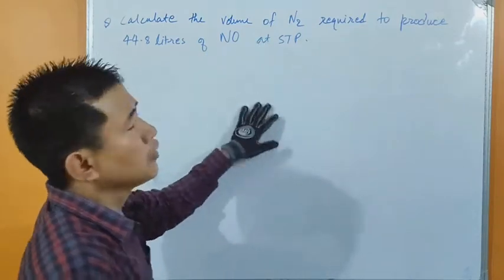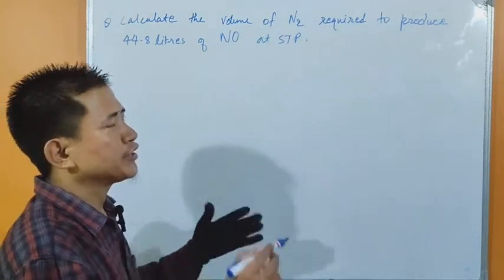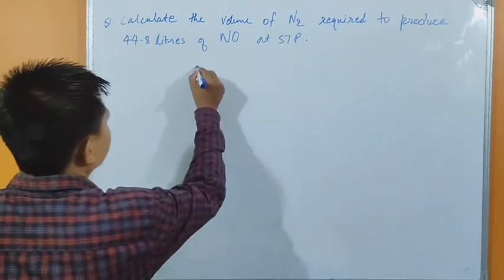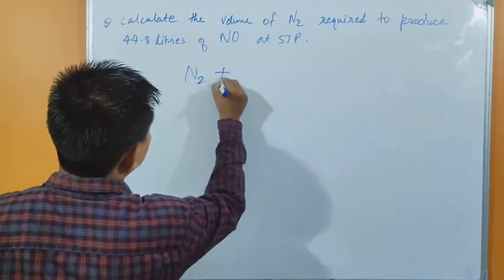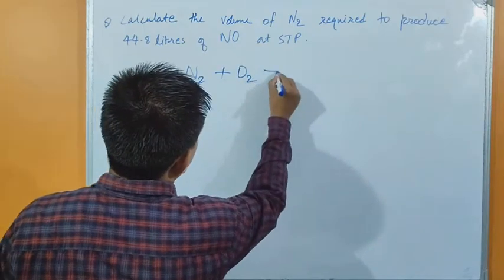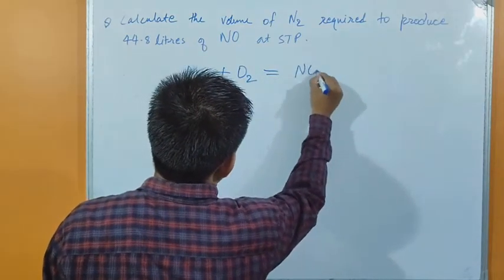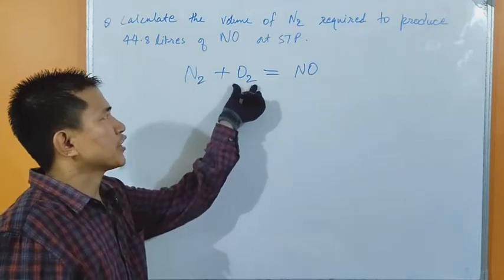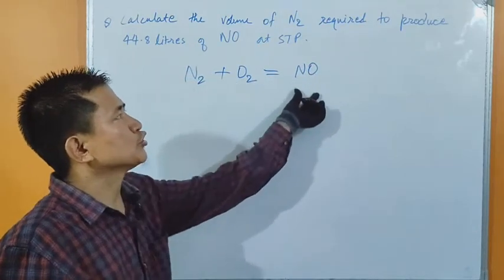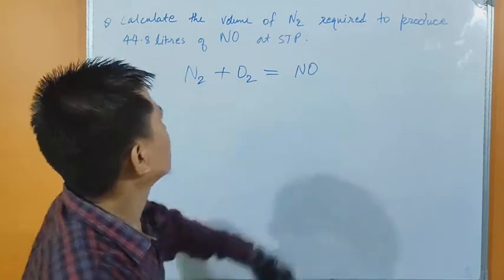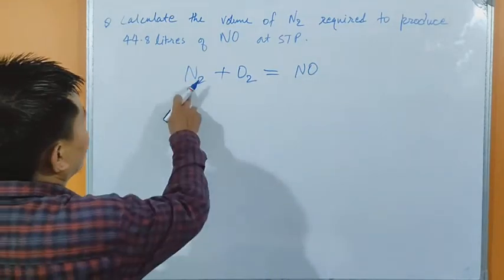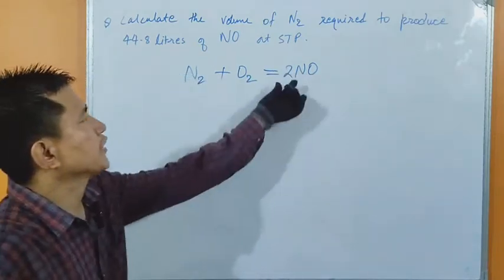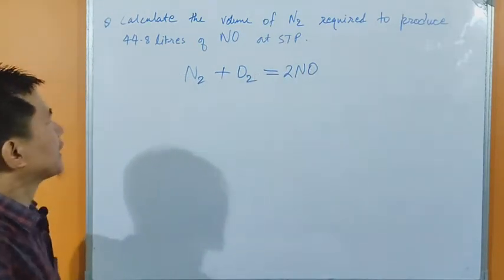This is the question. First of all, we need to write a balanced chemical equation for this. Nitrogen gas chemically reacts with oxygen gas to produce nitric oxide gas, NO gas. Now let us balance this chemical equation. N is 2, O is 2. If I write 2 here, the equation will be balanced. 2 nitrogen and 2 oxygen. Okay, the equation is balanced.